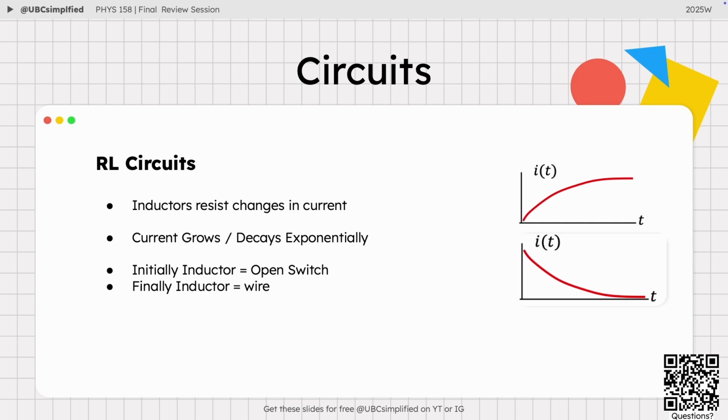And yeah, so initially an inductor acts like an open switch. So when you're doing your circuit diagrams, the question will say right after the switch is closed, you can just pretend the part of the circuit with the inductor is not there, because no current will flow through that part of the circuit. And after a long time, it just acts like a wire. So same thing there.